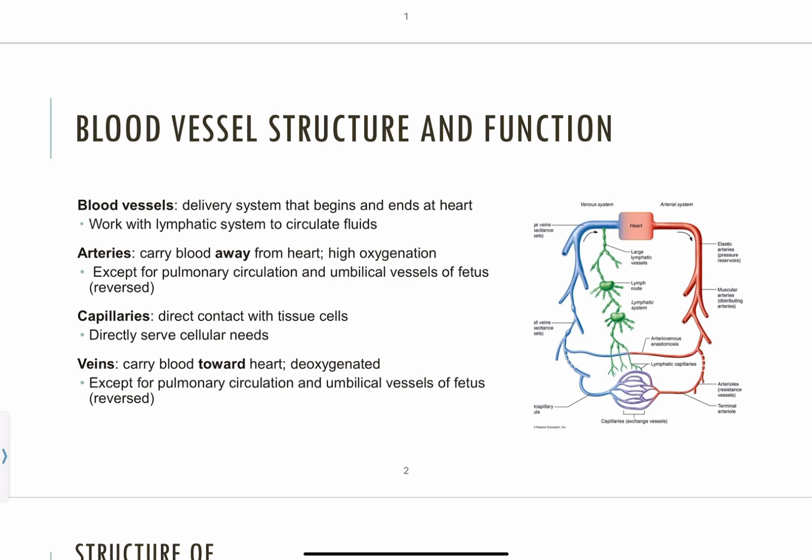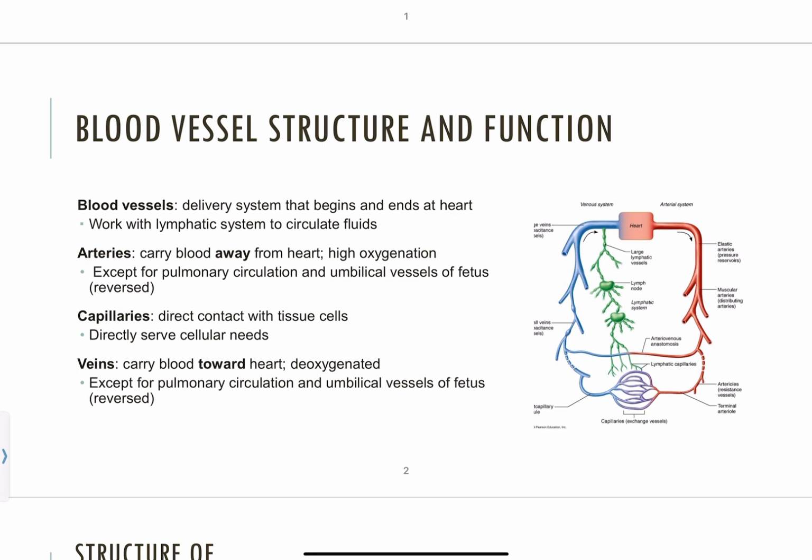So our arteries, the true definition is being responsible for transporting blood away from the heart. If we're in systemic circulation, remember, they are going to be carrying oxygen-rich blood to the tissues. There are two important exceptions, and that would be our pulmonary circulation and the umbilical vessels of the fetus, where this oxygenated pattern is reversed, and the arteries would be carrying low-level oxygenated blood.